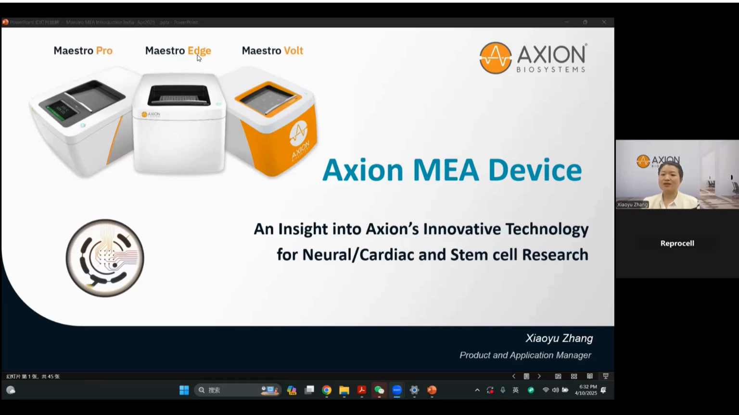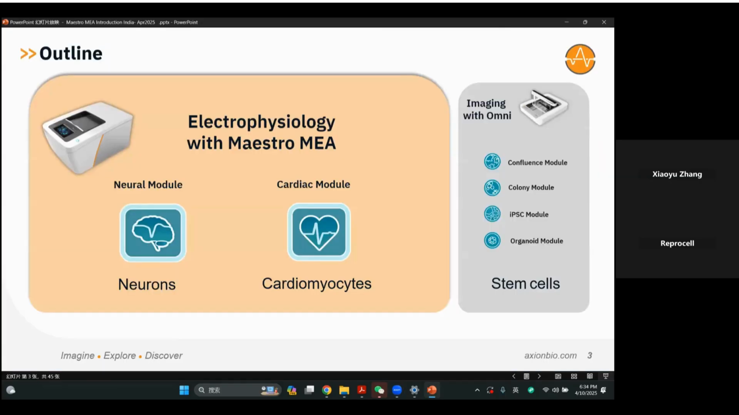Dive into Axion's innovative technology for neuron, cardiac, and stem cell research. Here is the outline of today's webinar. We will spend most of our time exploring the electrophysiology using MEA systems with neurons or cardiomyocytes. We will dive into how MEA works, the endpoints we can achieve, and some exciting application examples. For researchers working with stem cells, we will also provide a brief introduction to the live cell imaging system, Omni, which can track sample growth over time.